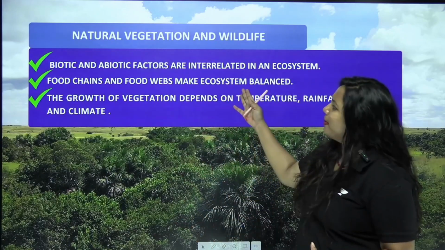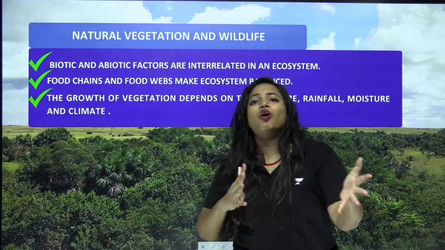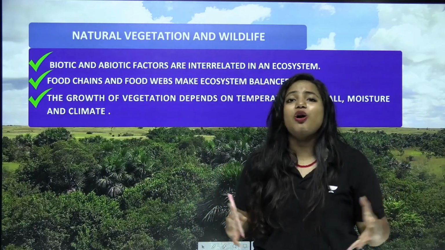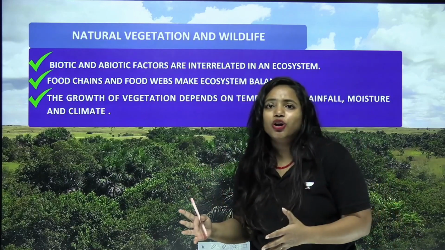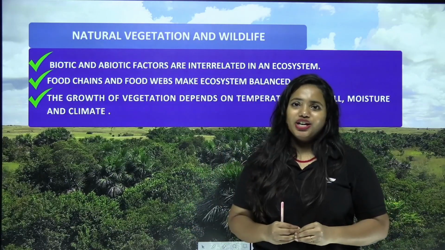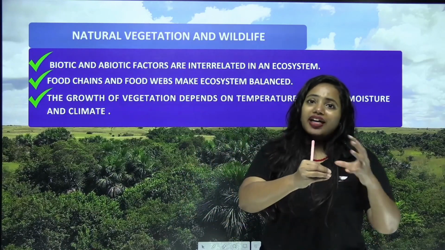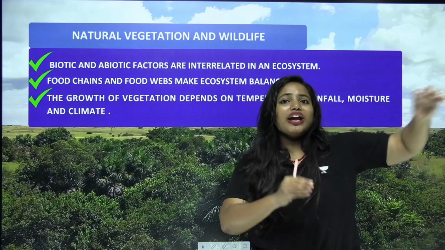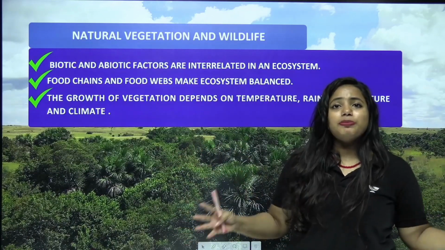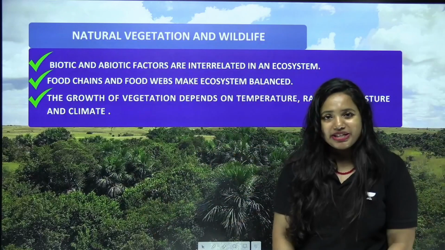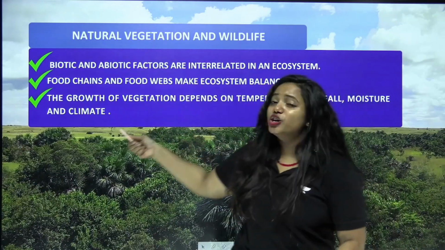But when you talk about food chains and food webs, there is also another connection between the living organisms themselves, with the plants, within animals, within microorganisms, etc. So in this way, one organism can be food to another one, and therefore this chain goes on and creates different food webs. So different food webs can balance the whole ecosystem itself. And the growth of vegetation depends on temperature, rainfall, moisture and climate too.